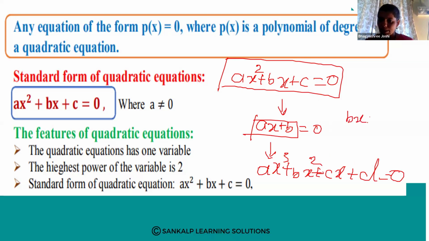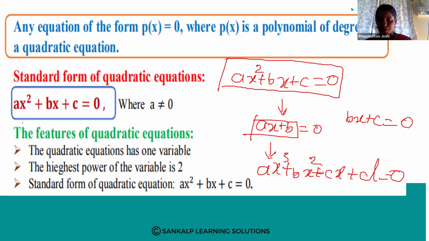We are left with bx plus c equal to 0. So bx plus c is a linear equation, not a quadratic equation. For it to be quadratic, the condition is that a is not equal to 0. a should not be 0. Okay.